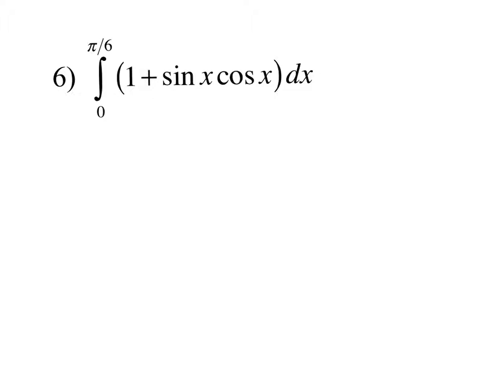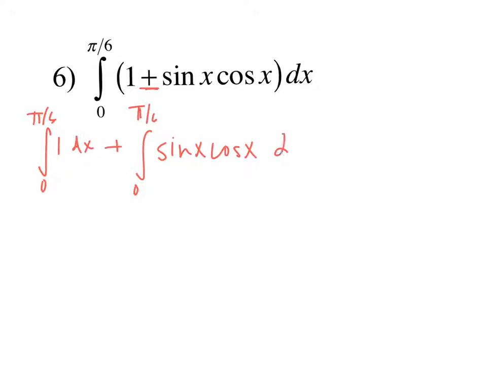All right, in 6 we are integrating from 0 to pi over 6 of 1 plus sine x times cosine x. So the integral of a sum is the sum of the integrals. So let's split this: the integral of 1 dx plus the integral of sine x cosine x dx. And this right here, a function whose derivative is 1 is x, and we're going to evaluate that at 0 and at pi over 6.